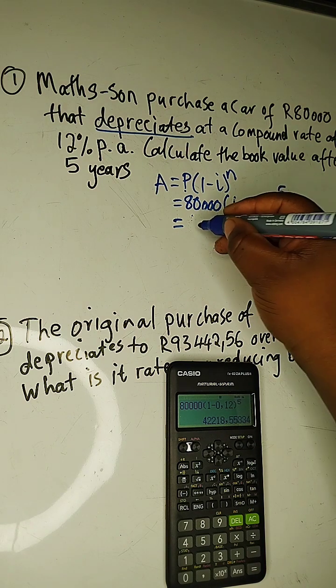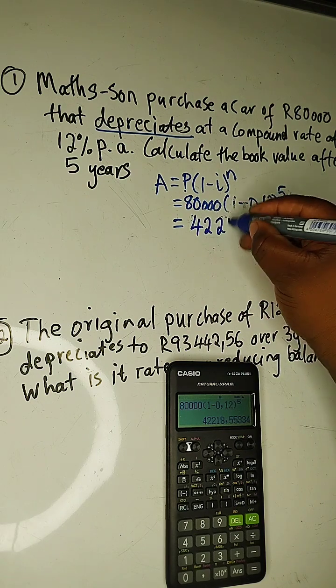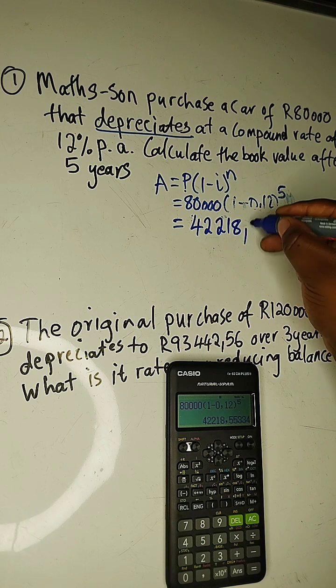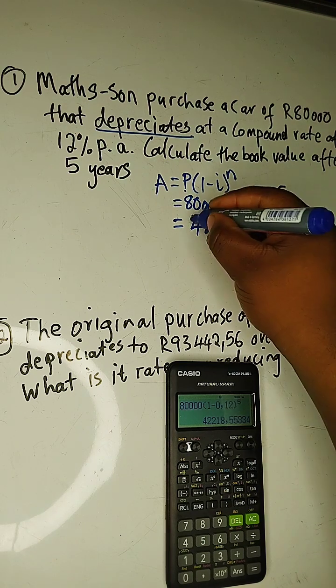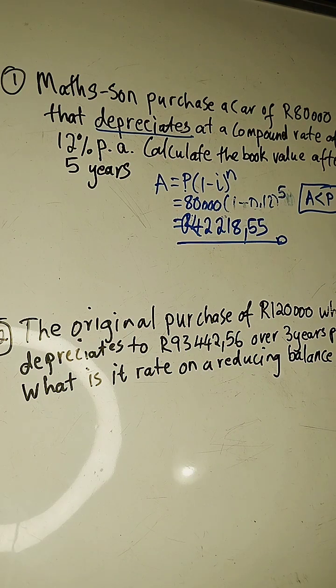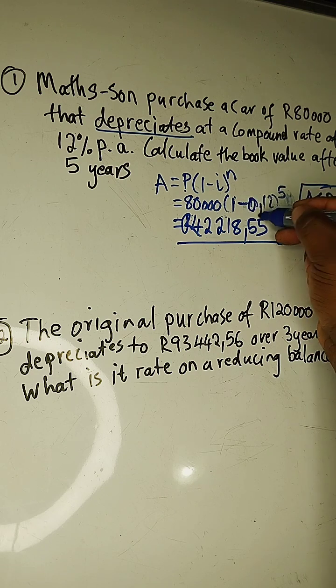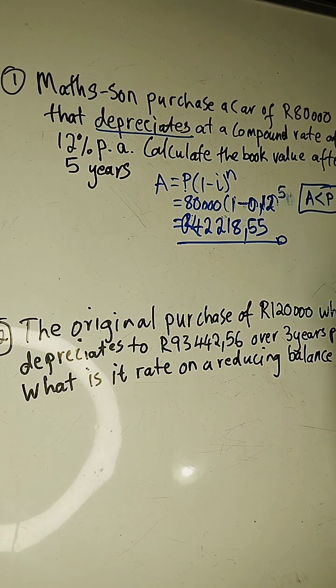So our correct answer should be 42,218.55. This is our amount, because our A should be less than our P. Remember, it depreciates. Sorry about these silly mistakes. These are mistakes that learners also usually make. Now let's check this one.